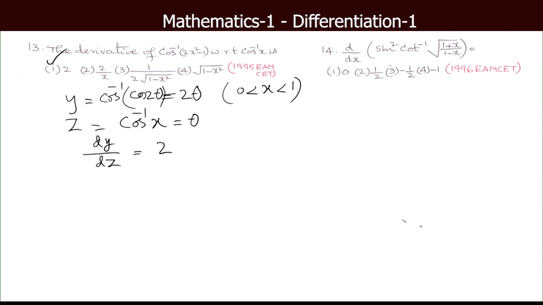Next, sin square arccot root of (1 plus x) by (1 minus x). The form of the problem suggests clearly that you need to transform this function into a simpler function by means of a bijective transformation, which is θ equal to arccos x. So put θ equal to arccos x. So θ lies between 0 and π, open interval 0 π.